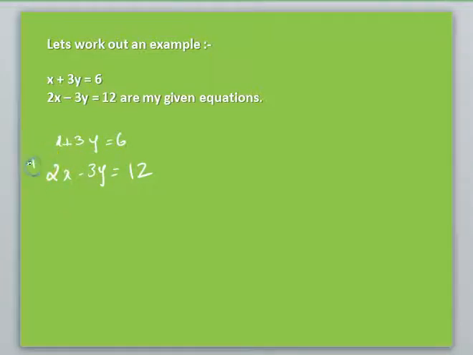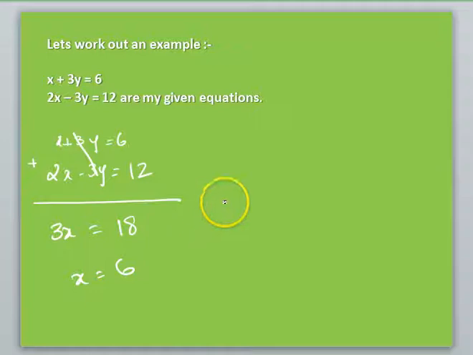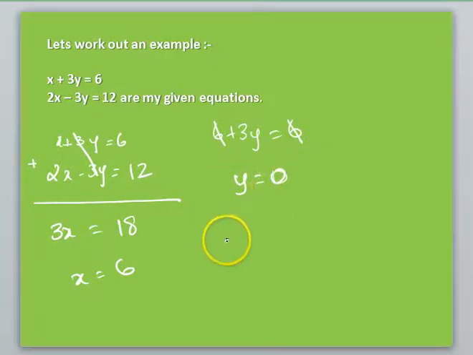So when I add both these equations, what do I get? I cancel both of them and my 3x leads to 18. So my x value would be 6. Substituting this value in the first equation, I get 6 plus 3y is equal to 6. The 6 and 6 get cancelled and I remain with y is equal to 0. So what do I get here? I get a point of intersection (6, 0).